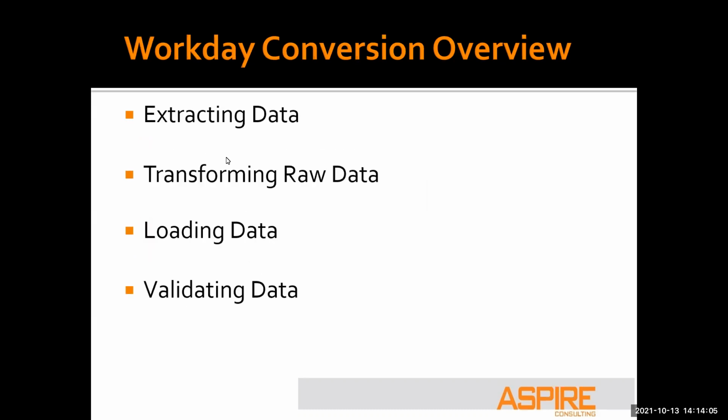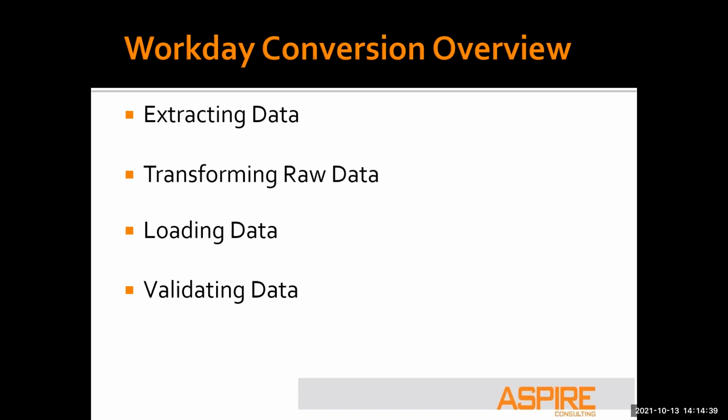So from conversion, for each of those builds, there are steps that you go through in a conversion effort. You're going to extract the data. That's just pulling your raw data out of your source system. You're going to transform that raw data into Workday values. A PeopleSoft department ID of 1234 may not be a value in Workday of 1234. It could be ABC 1234 or whatever the case might be.